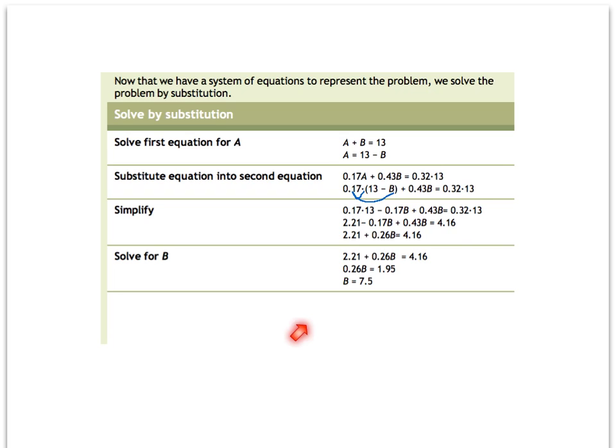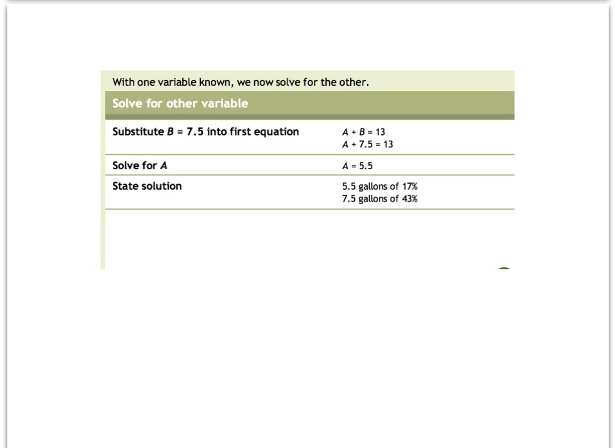Once we've solved for B, we have to go say, what do we do with that? Well, it's much easier to go back and put it into our first equation and find out that we then have 5.5 for A. Then we have to remember that that was the gallons that we were looking for of the percent solutions. So in this case, they wanted to know both, so our answer has to include both, and they have to be clearly labeled with which was which.